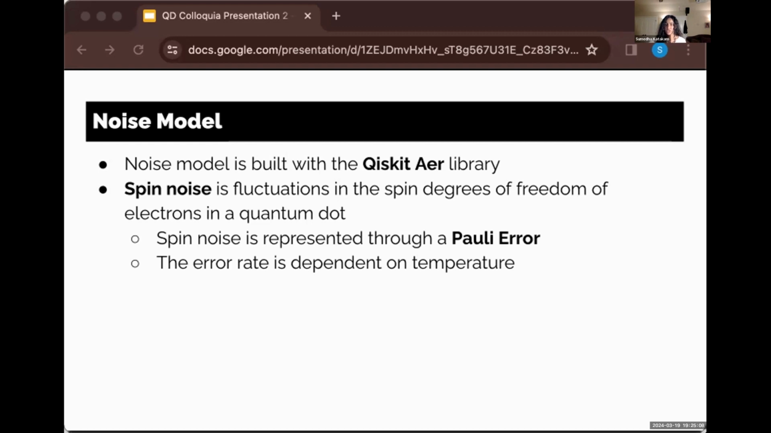There are random fluctuations in the spin orientation of electrons in a quantum dot. In the context of quantum computing, quantum dots are used as potential qubits, and so these fluctuations can affect the reliability of quantum operations and thus contribute to noise. Pauli errors are common errors in quantum computing and can arise from various sources, such as imperfect gates, environmental interactions, or other noise mechanisms. This is the way in which spin noise is represented in the model. Notably, the error rate associated with spin noise is tied to temperature variations, exemplifying the temperature dependency of quantum noise phenomena in our model.